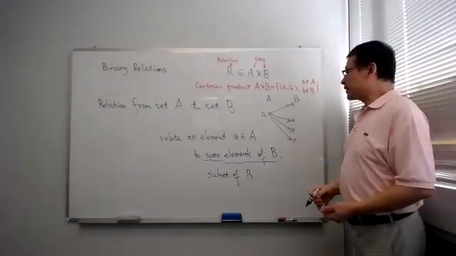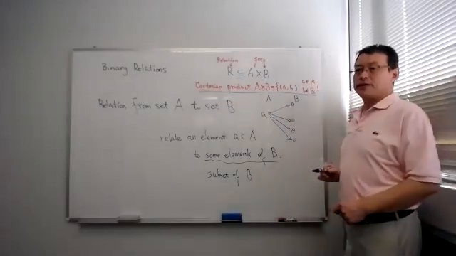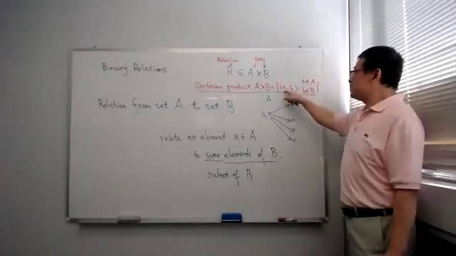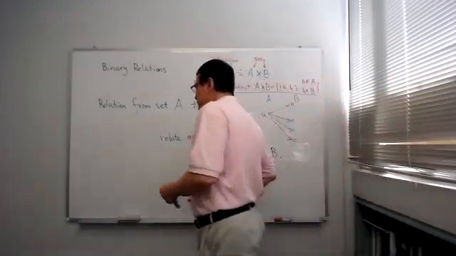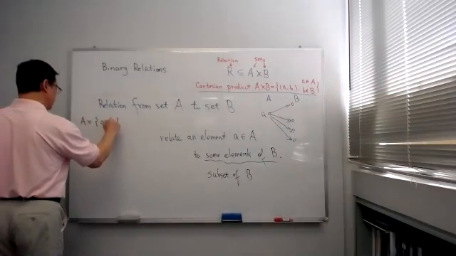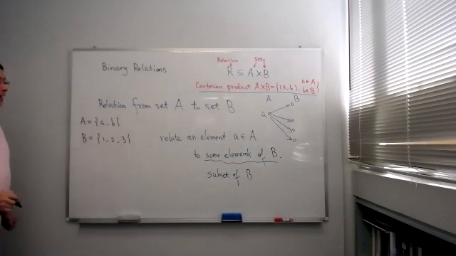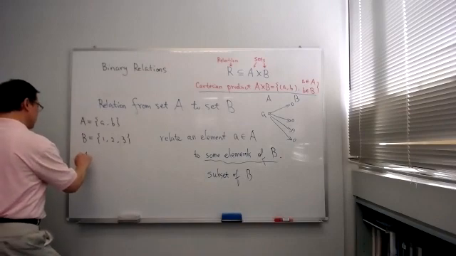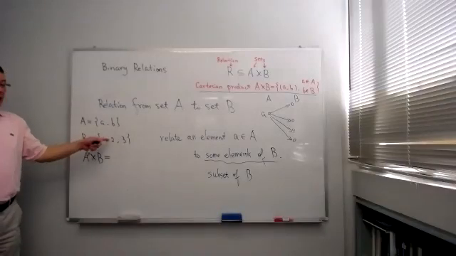Mathematically, how do we define it? We use the Cartesian product. Given two sets, their Cartesian product is the set of ordered pairs, where the first element comes from A and the second element comes from B. I'll give you an example. Suppose A is {a, b} and B contains 1, 2, 3. Then the Cartesian product of A and B: how many elements? 2 times 3, 6 elements.